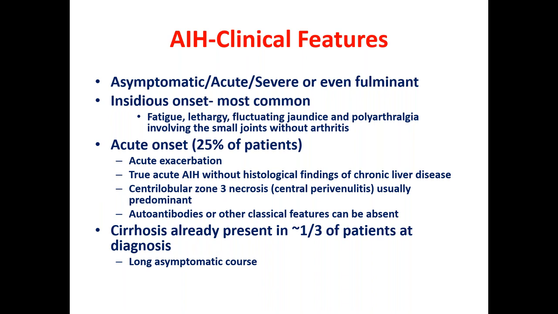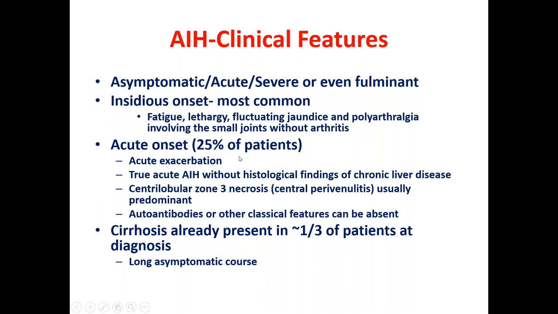Now, how does autoimmune hepatitis present? The patient may be asymptomatic, meaning that when you do a liver enzyme test, you will find just raised AST and ALT, and once you evaluate them, you find they have autoimmune liver disease. They can come with acute hepatitis, that is a short history, 4 weeks of jaundice, or they can come with severe disease, with jaundice, ascites, and encephalopathy. But the most common presentation in clinical practice is insidious onset, where the patient comes with a history of fatigue, lethargy, intermittent jaundice, and arthralgia for 3 to 6 months.